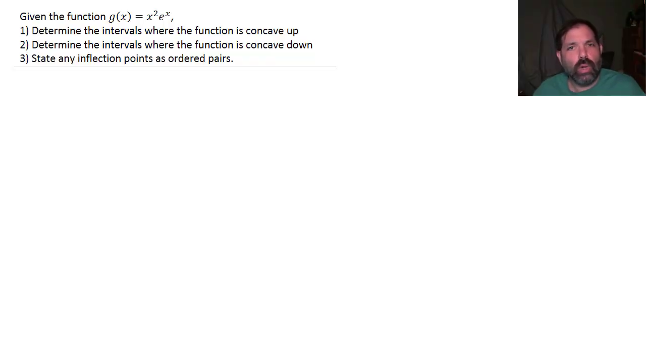So let's continue working with concavity in the second derivative. And again, this would be a good exercise for you to try on your own before I do it. Here we're given the function x squared e to the x, and we're asked to find where it's concave up and concave down, and to state any inflection points as ordered pairs. Now would be a good time to pause to try this one out on your own.